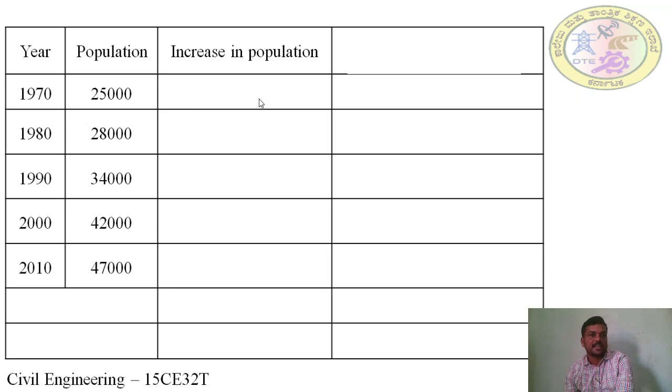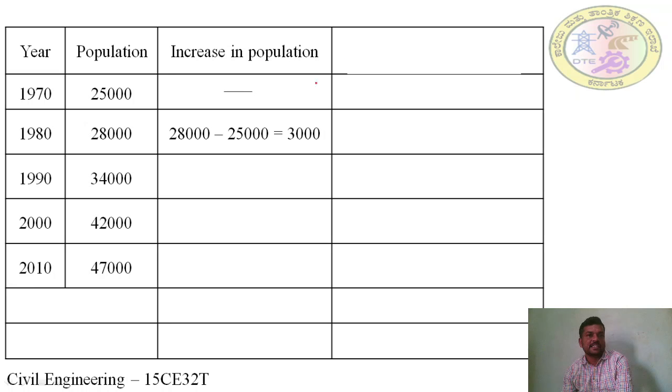So we need to calculate increase in population. Here the increase in population for the year 1970 becomes nil because we don't know the population of the previous year. With respect to previous years, we need to find out the increase in population. Increase in population for the year 1980 is the population in 1980 minus population in 1970. The difference between population in 1980 and 1970 is the increase in population. Here 28,000 minus 25,000 is equal to 3,000.